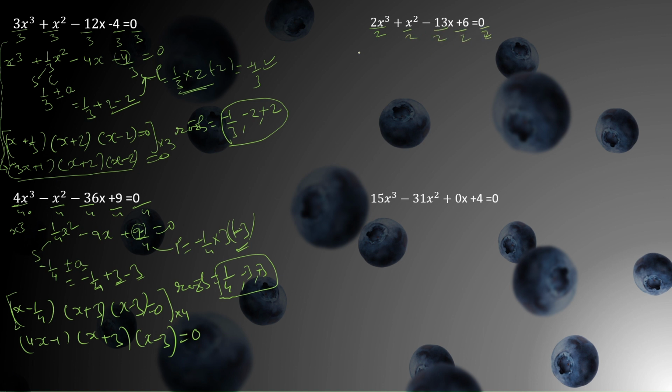So it's done. Now let's try another one. 2 is the first coefficient. It means we have to divide the complete equation by 2. We will get x cube plus half x square minus 13 by 2 x plus 6 by 2 is equal to 0. I am not reducing it to the simplest form like 3. I am keeping it as it is because it will help me in finding the roots quickly.